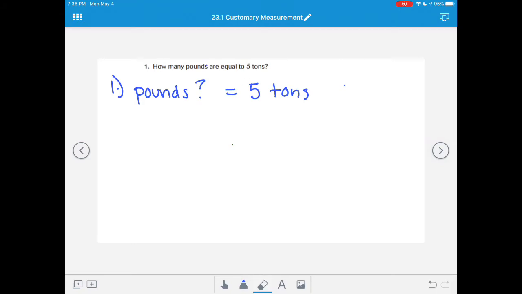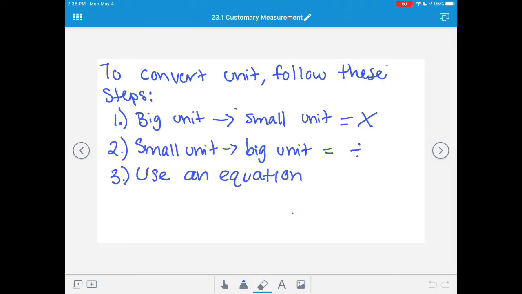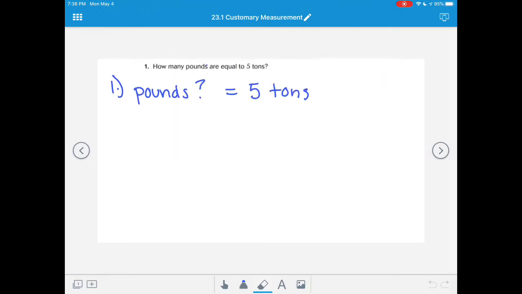So looking back at our notes, when we're going from something larger, a unit that is larger, to a unit that is smaller, we always use multiplication. So we're going to take 5 tons and we're going to multiply those 5 tons by 2,000 because it takes 2,000 pounds to equal 5 tons. So we're using multiplication. We're using that equality that 1 ton is 2,000 pounds. We're multiplying 5 times 2,000.